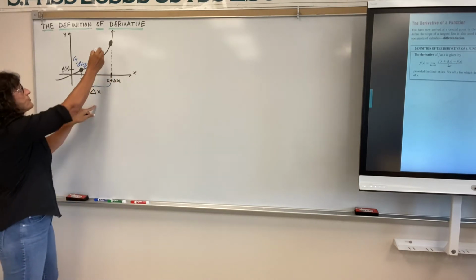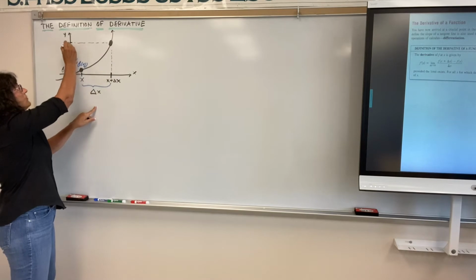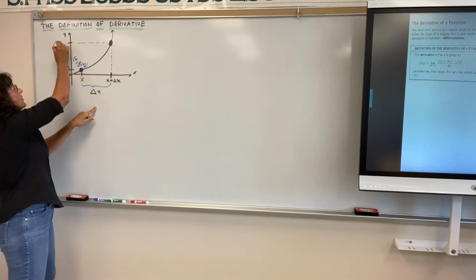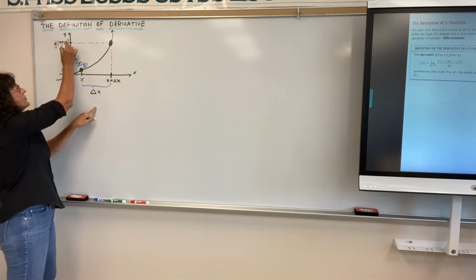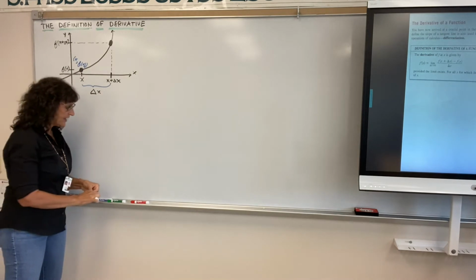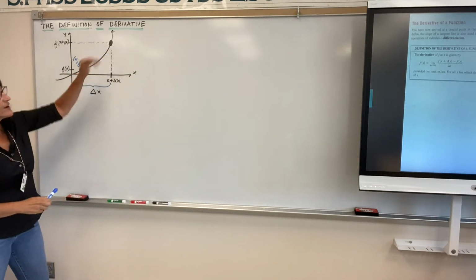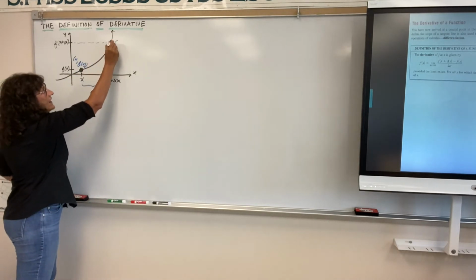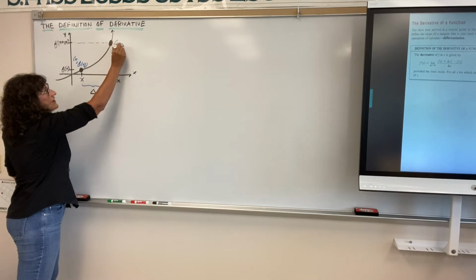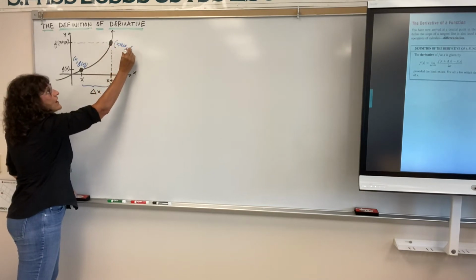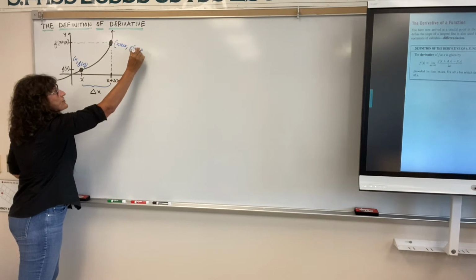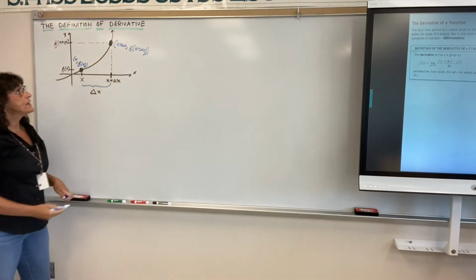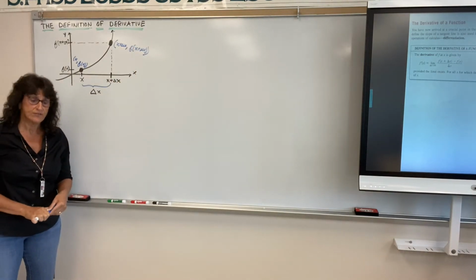Its corresponding y-coordinate would be the function value at x plus delta x. It would be f of x plus delta x. So what is the name of our point right here? The x-coordinate, we'll call it x plus delta x. The y-coordinate is f of x plus delta x. So here's the name of our 2 points.